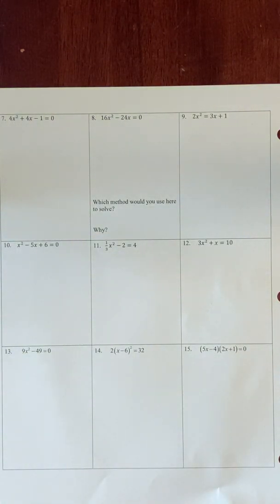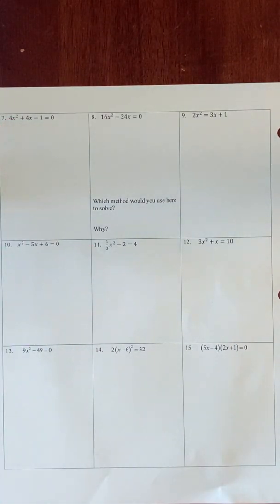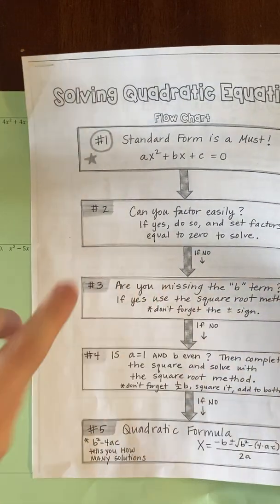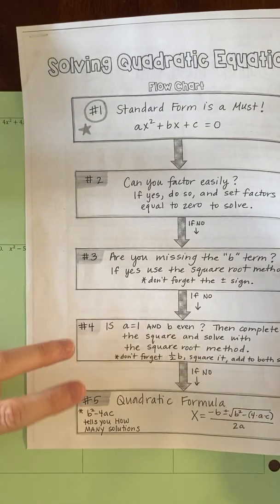All right. It doesn't look easily factorable because a isn't 1. So I can't just do big X method. So I'm going to go ahead and skip that. I'm not going to factor because it doesn't look like I could do it easily. Second thing I look for is, am I missing the middle b term? I'm not. Okay, I'm not missing that. So I can't do square root method. So the only thing that's left would be completing the square or quadratic formula.